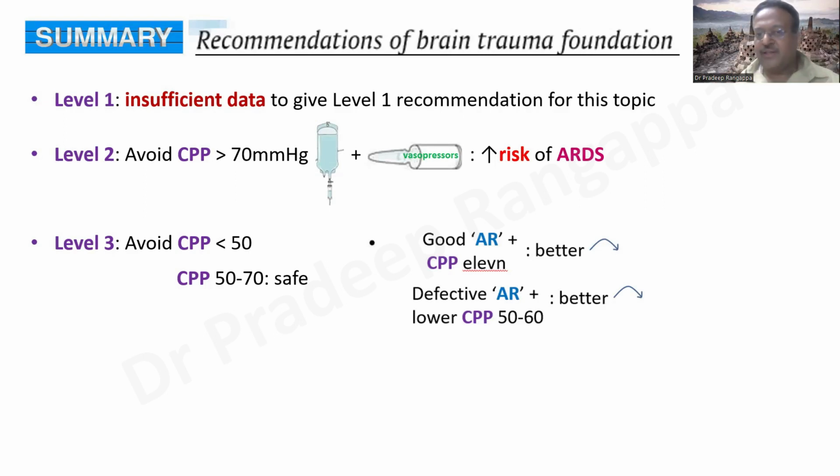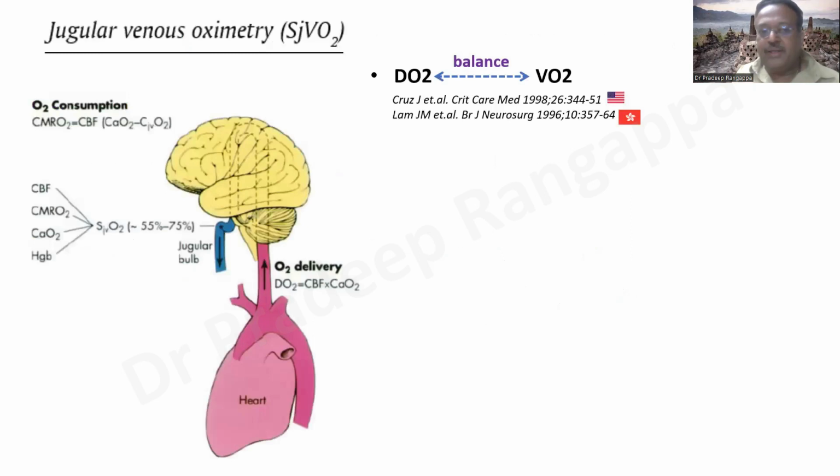If there is good autoregulation and CPP elevation is present, you can maintain more than 65 up to 70, for better outcome. But if there is defective autoregulation, then you should try to maintain CPP around 60 and not more, because that leads to better outcome. So this is the consensus that we have derived from all the studies put together. So 60 to 70 seems to be a good number. If the autoregulation is good, go up to 70. But if autoregulation is not good, stick around 60 is your gospel from the available evidence.